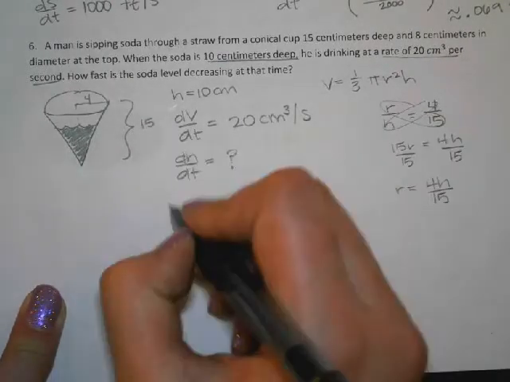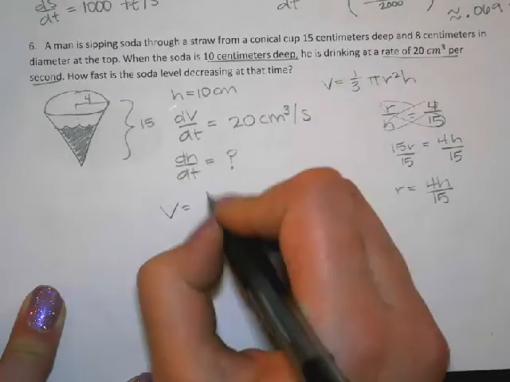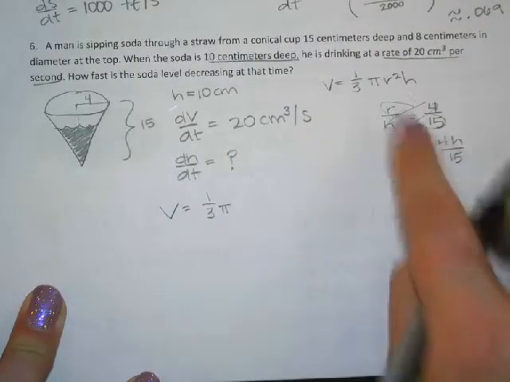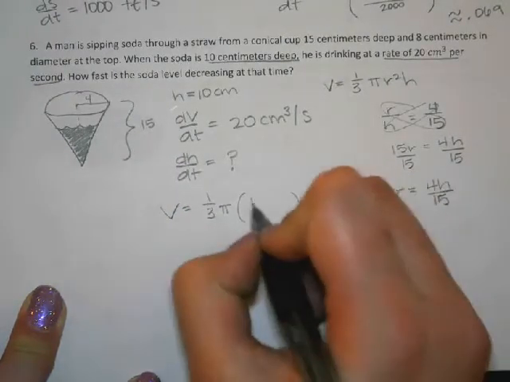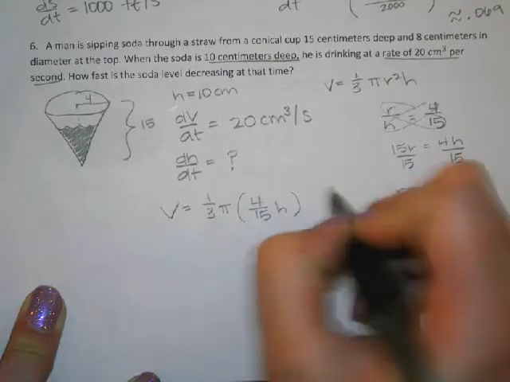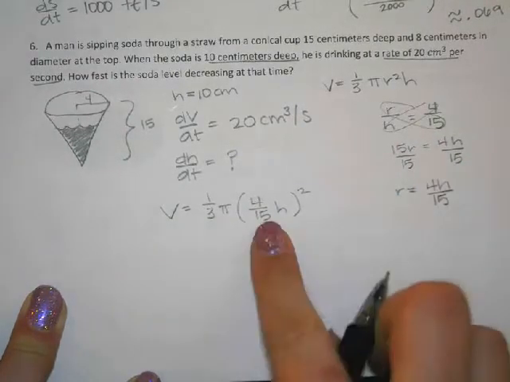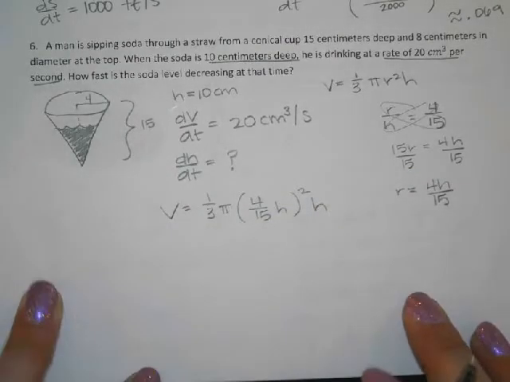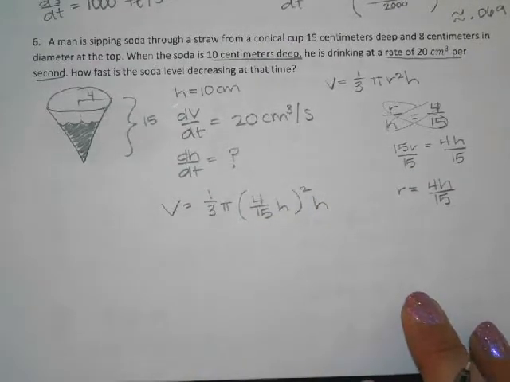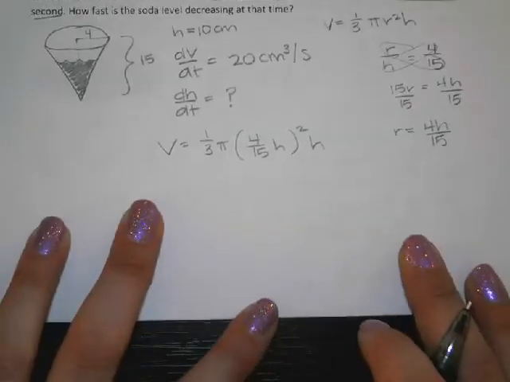So I'm going to take my volume equation and I'm going to write 1/3 pi, and instead of writing r squared, I'm going to replace that r with 4/15 h. And that's going to be squared, right, because it says r squared, multiplied by h. So I'm not taking the derivative. I'm simply rewriting the formula so it only has h's, it has no r's. Okay. Make sense? Okay.